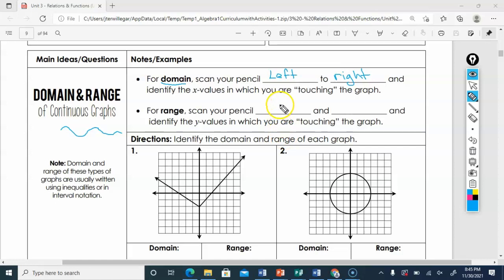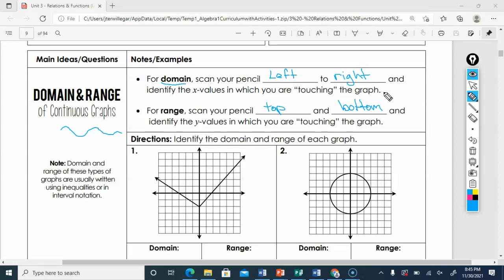And for range, we're going to look at when we move our pencil from the top to the bottom, because we're going to see what can y equal and every value in between. And it's a continuous line because we have to include all those decimals and fractions of decimals.